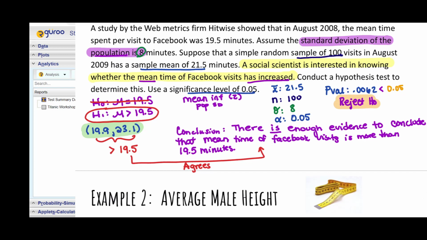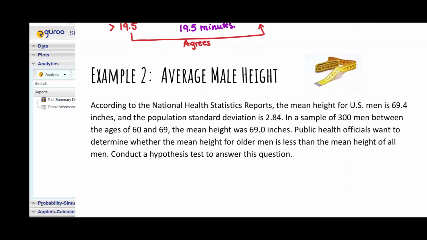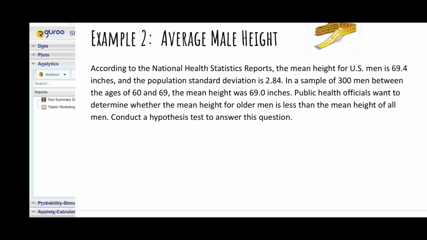Okay, let's do another one. Average male height. According to the National Health Statistics reports, the mean height for U.S. men is 69.4 inches, and the population standard deviation is 2.84. In a sample of 300 men between ages 60 and 69, the mean height was 69.0 inches. Public health officials want to determine whether the mean height for older men is less than the mean height for all men. Conduct a hypothesis test to answer this question.